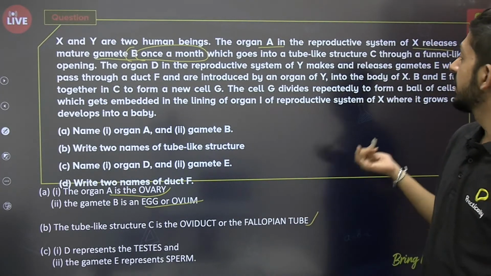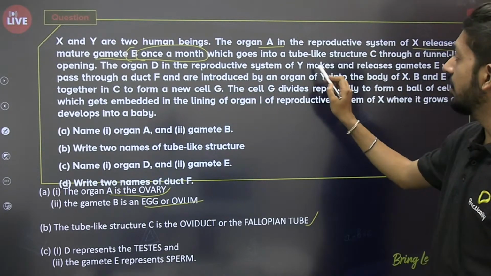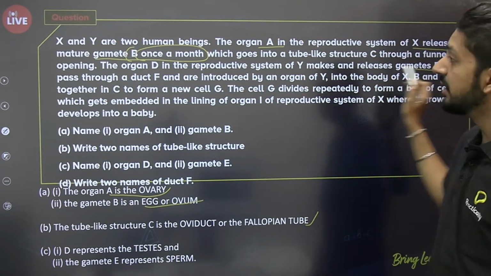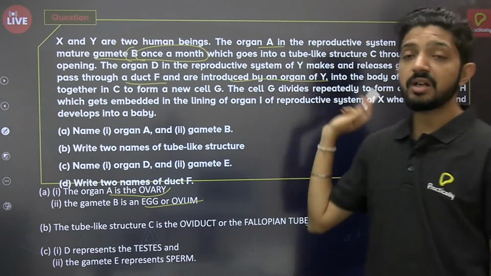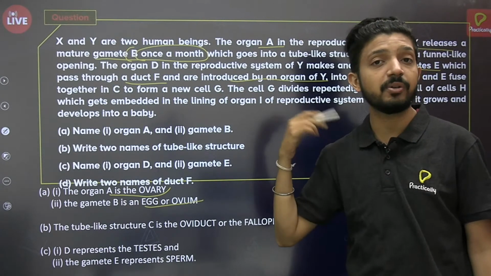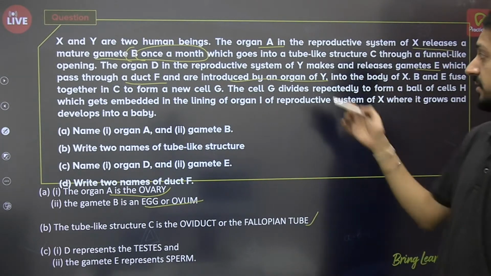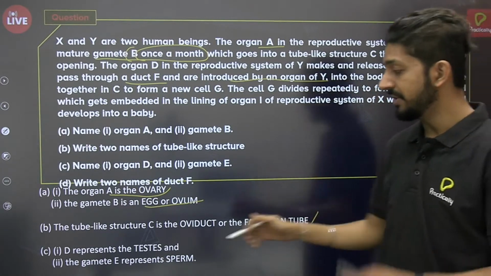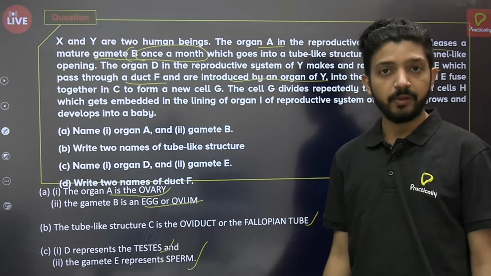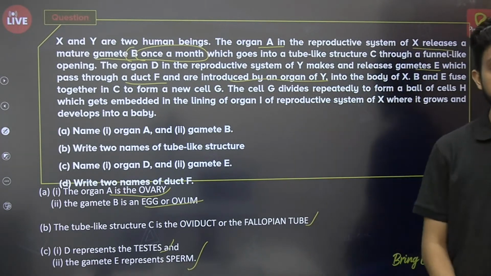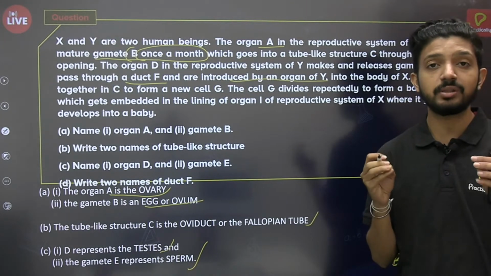So what was D? It said that the organ D in the reproductive system of Y makes and releases gametes E, which pass through a duct F and are introduced by an organ Y. So again, this statement shows that they are talking about the male reproductive system, and the organ in the male reproductive system which makes and releases the gametes is the testis, and gamete E has to be sperm. Okay, so very interesting question. You can practice this type of question. That's why we need to know the diagrams well.